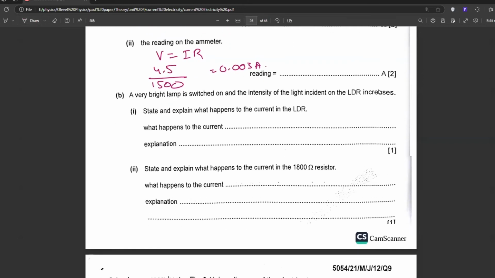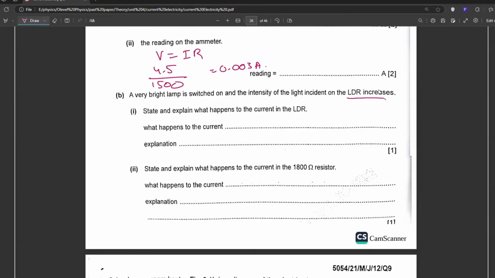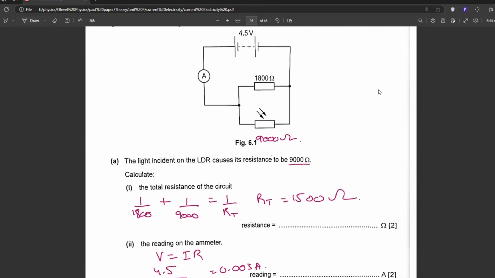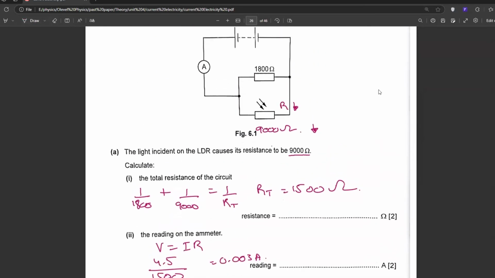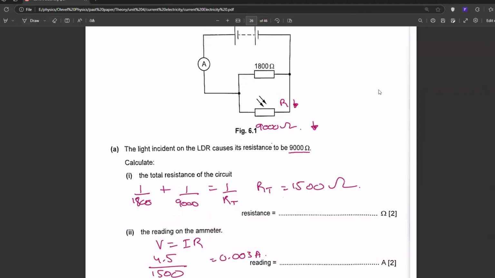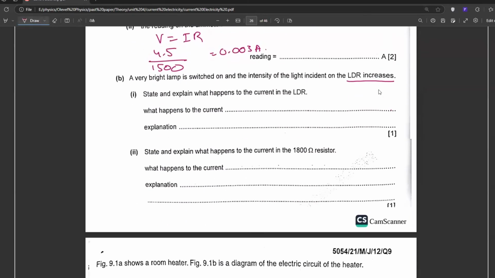A very bright lamp is switched on, and the intensity of the light incident on the LDR increases. So if the intensity of light on the LDR increases, its resistance R will decrease from a value of 9,000 to a lower value. As the resistance of the LDR decreases, the current in the LDR will increase. What is the explanation? Current and resistance are inversely proportional. As resistance decreases, current increases.